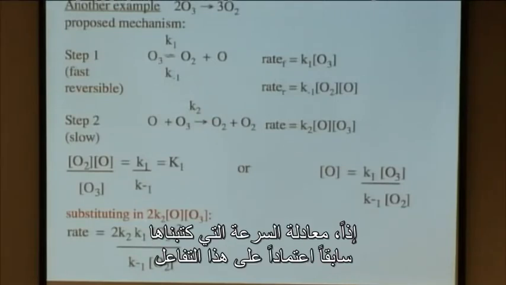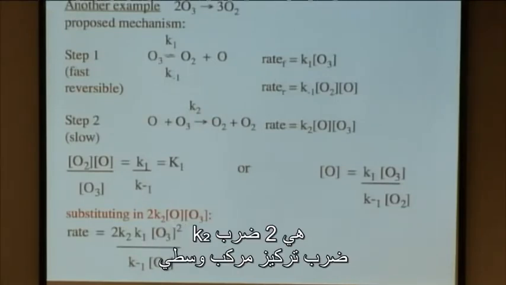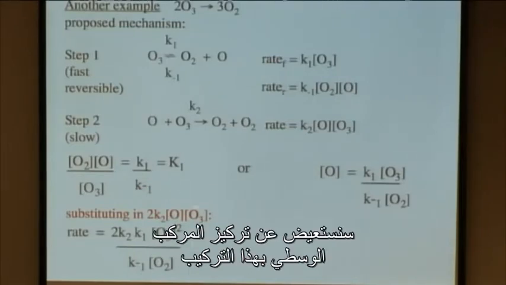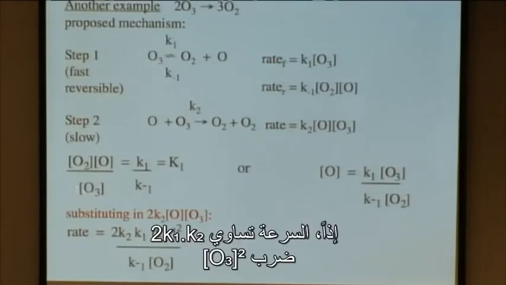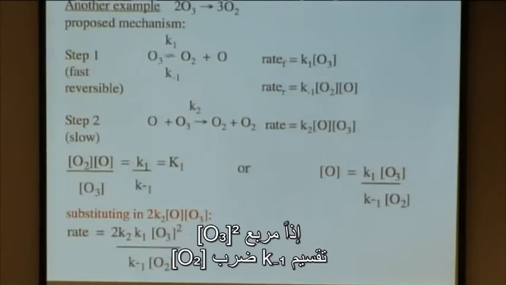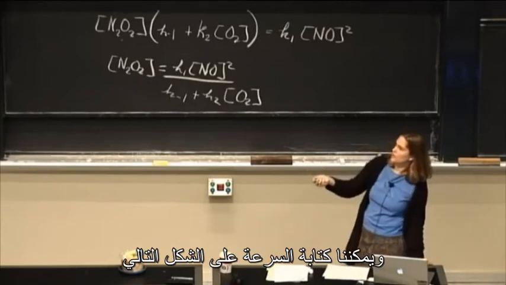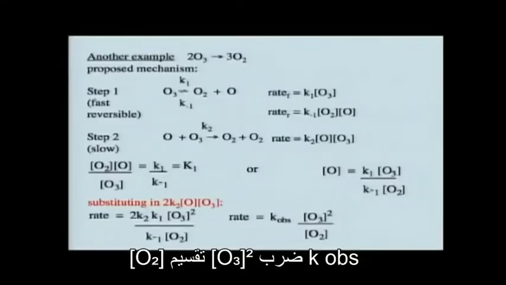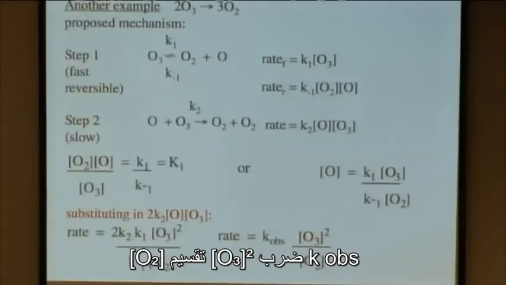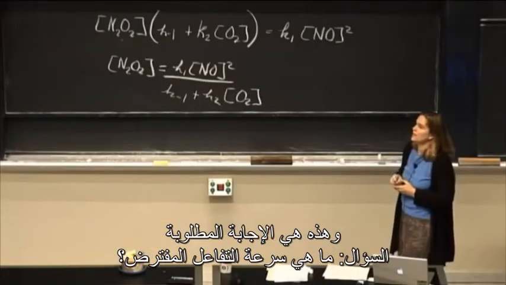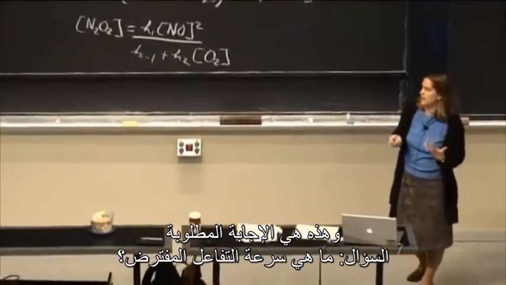The expression that we wrote was 2k2 times the concentration of our intermediate times the concentration of O3. Now we substitute in for the intermediate. So we have 2 times k2 k1, we have O3 and an O3, so that's squared, over k-1 times O2. And this can also be expressed in terms of k observed, putting those terms together, O3 squared over O2. And that would be the answer to what the rate is for that particular proposed mechanism.